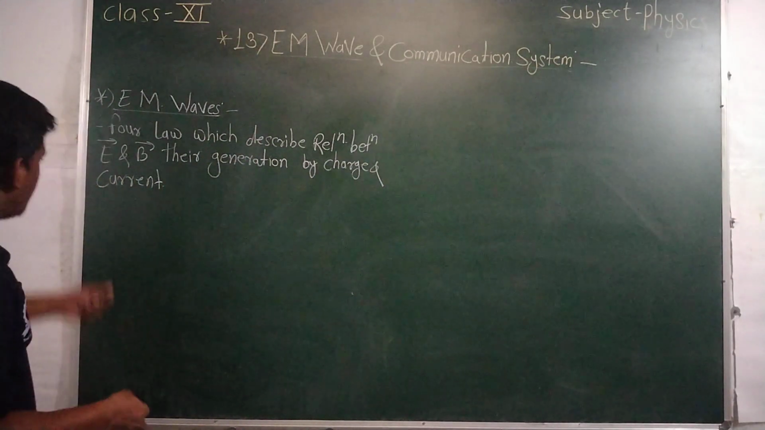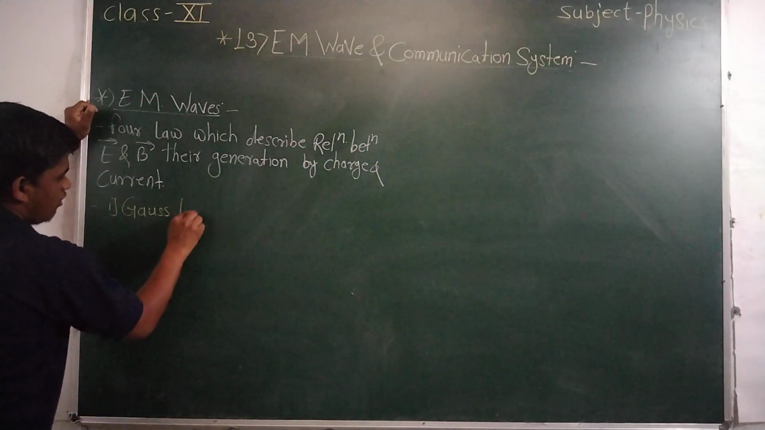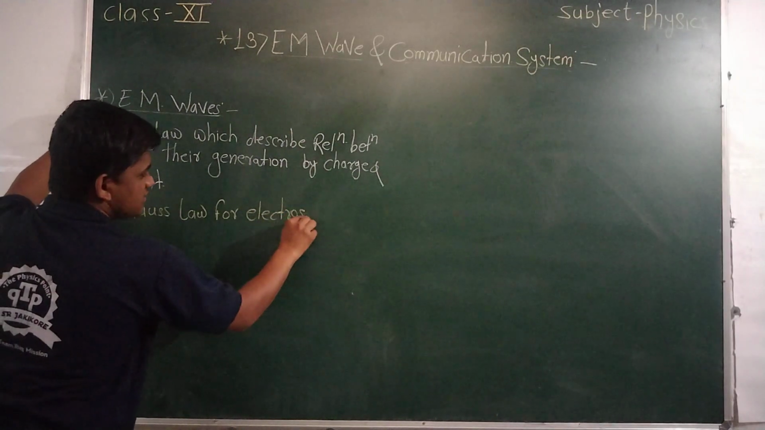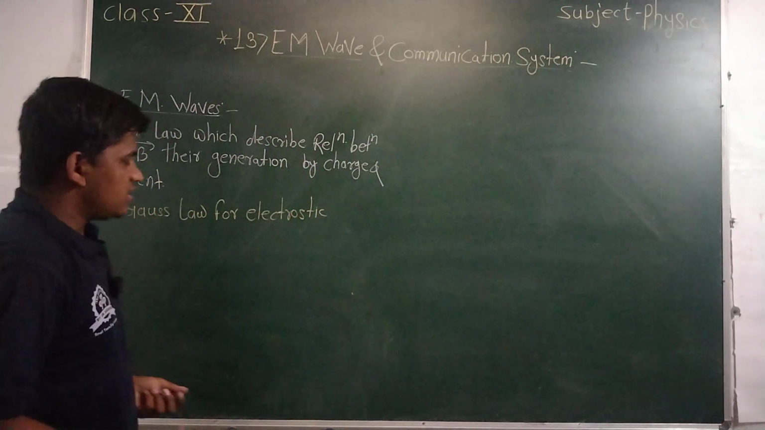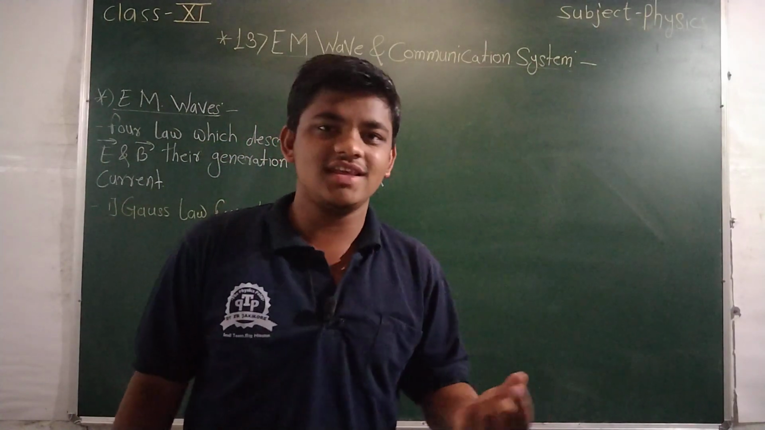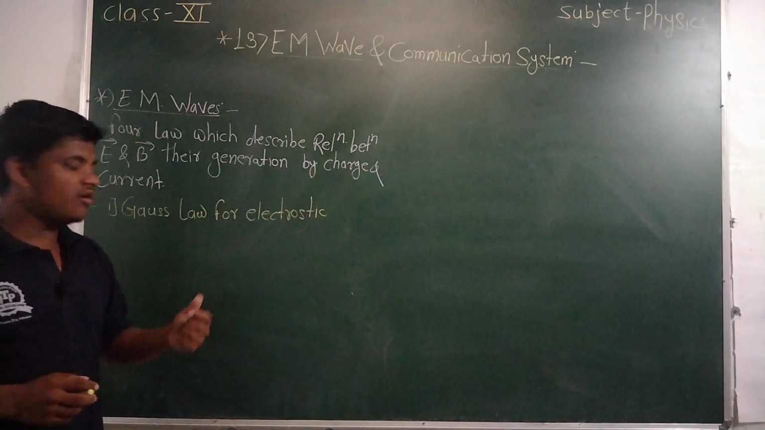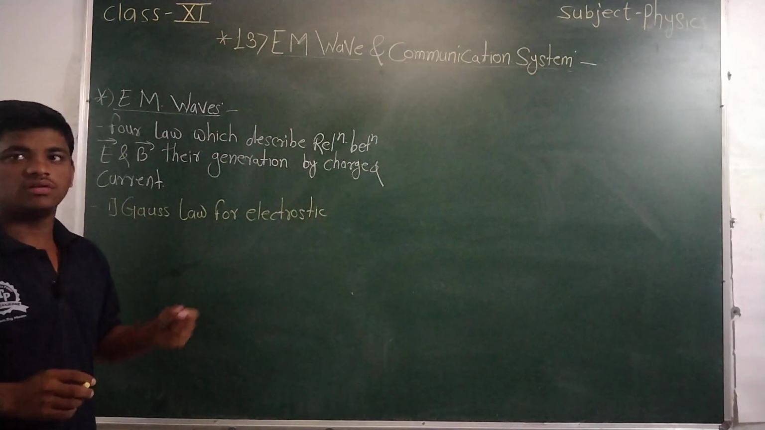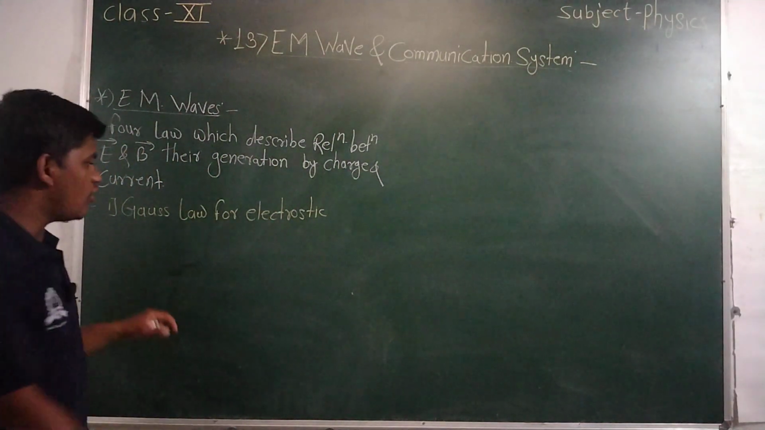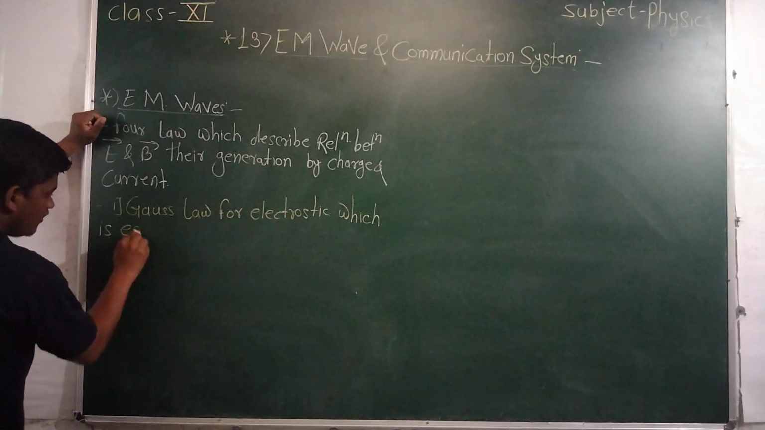The first law, which we discussed previously, is Gauss law for electrostatics. In electrostatics we understand one law, called Gauss law of electrostatics. It states that the net electric flux is proportional to the net electric charge. This Gauss law of electrostatics is essentially the same as Coulomb's law.